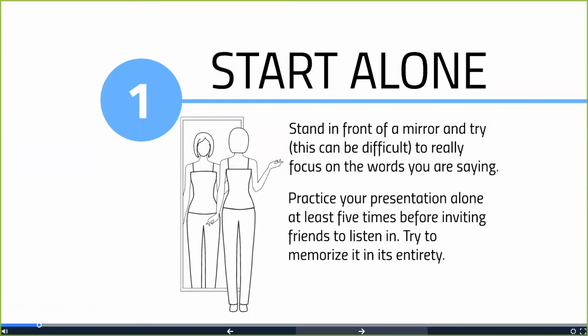Stand in front of a mirror and try, and this can be difficult, but it allows you to focus on the words that you're saying. Practice your presentation alone at least 5 times before inviting friends to listen in, and try to memorize it in its entirety. And that was something that I did naturally when I went off to driver trainer school. On the second day of the course, my brother and I got offered a job on a post-license course where we'd end up doing presenting.